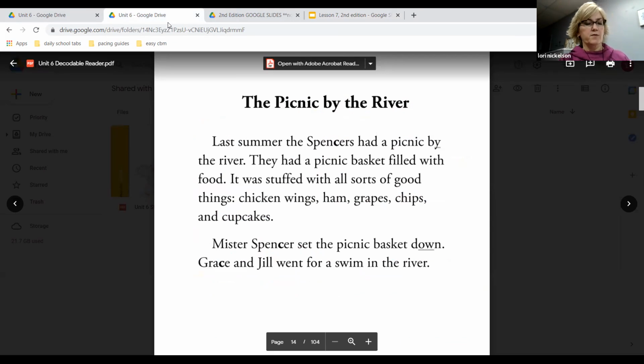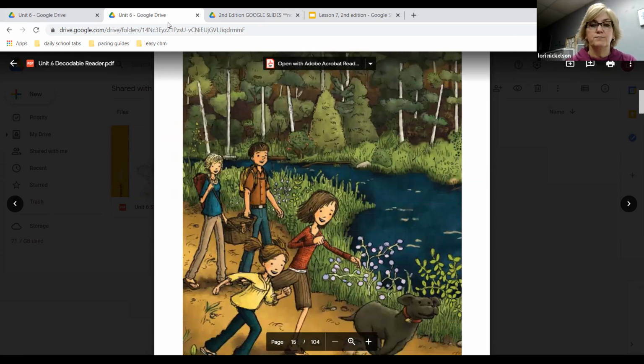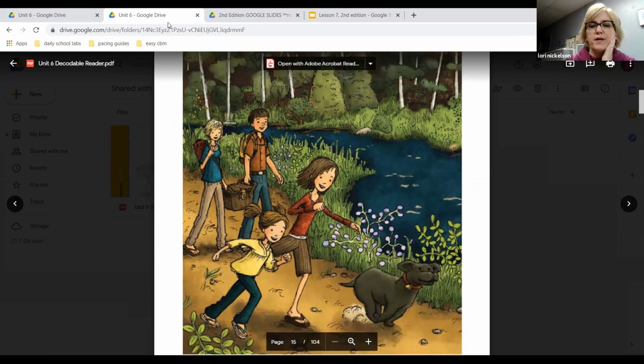The Picnic by the River. Last summer, the Spencers had a picnic by the river. They had a picnic basket filled with food. It was stuffed with all sorts of good things: chicken wings, ham, grapes, chips, and cupcakes. Mr. Spencer set the picnic basket down. Grace and Jill went for a swim in the river. Okay, there's Grace and Jill. So it looks like Mom and Dad and Grace and Jill, and there's Pepper.